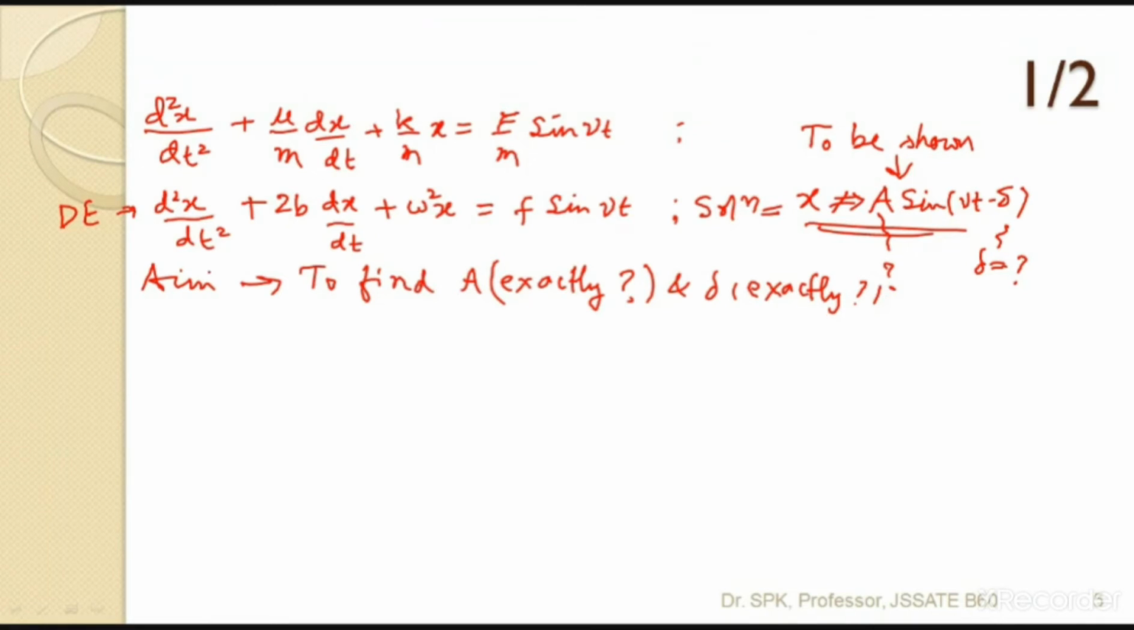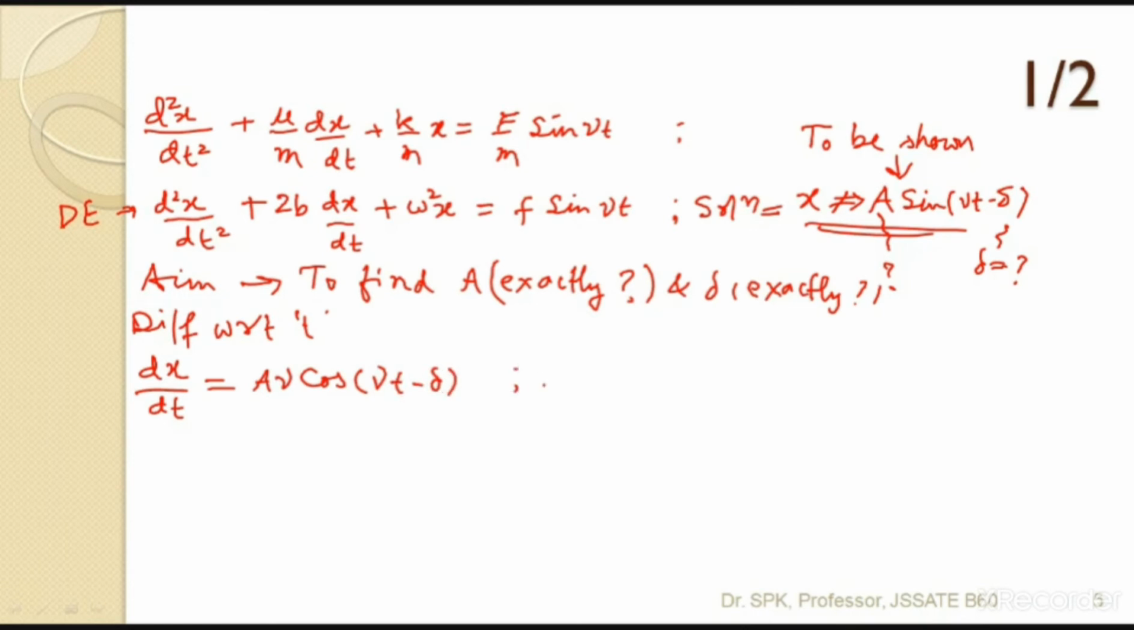So let us once again differentiate x with respect to t. What is dx by dt? Sine goes to cos, and mu comes out. So I can write a mu cos of mu t minus delta.